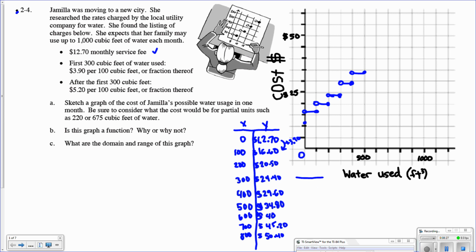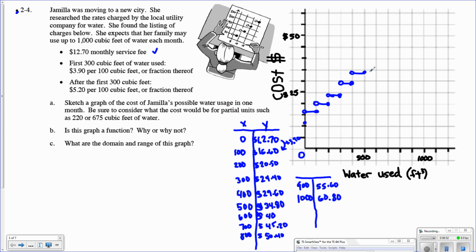And I'm going to just move it over here. At 900, so between 800 all the way up to 900 there, we're going to be at $55.60. And then up to 1,000, because that's what you predicted that they would use, somewhere up to about 1,000, we would be at $60.80.